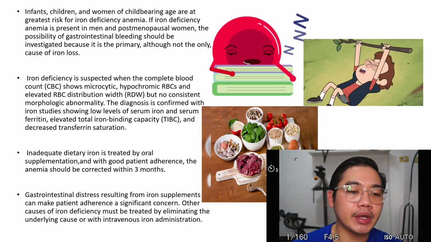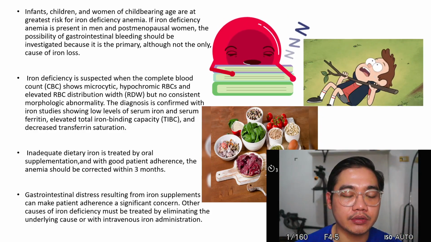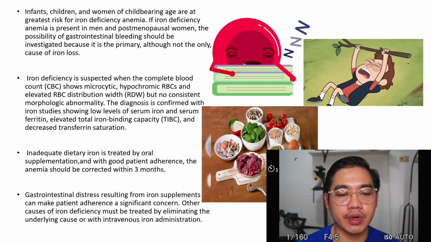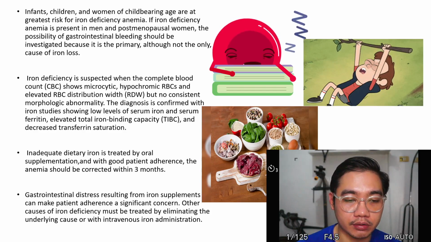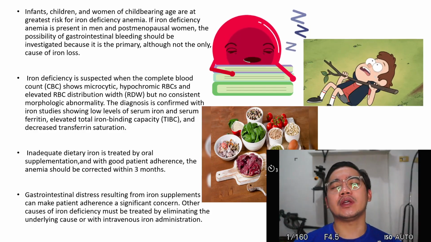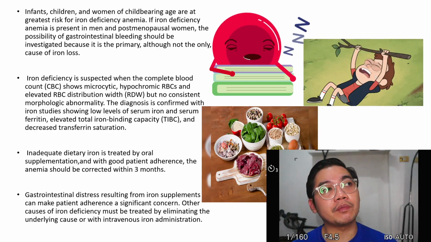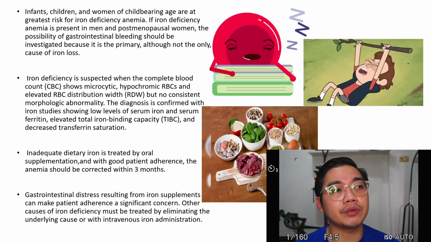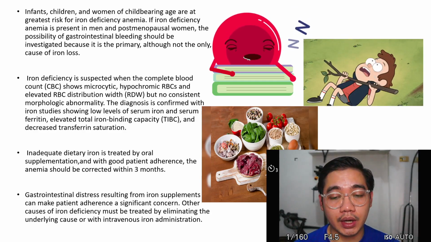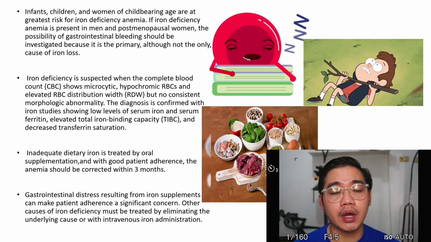So inadequate dietary iron is treated by oral supplementation with good patient adherence. The anemia should be corrected within 3 months. It's that simple. So if iron deficiency anemia alone is causing your microcytic hypochromic anemia, it should really be corrected within 3 months. Why 3 months? Because the lifespan of your RBC is 120 days.